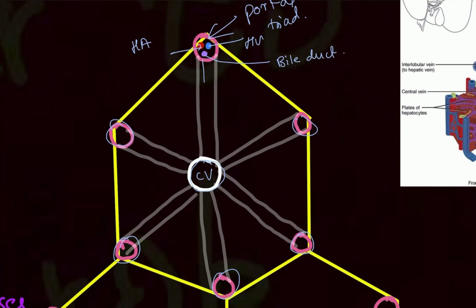Okay, these all from the periphery will move to the center, and this is your question about the movement inside the lobule. The movement is from the periphery to the center. Everything will be going into this central vein. Okay, and the central vein will be drained by the hepatic vein further, and this hepatic vein will go and drain into the inferior vena cava.